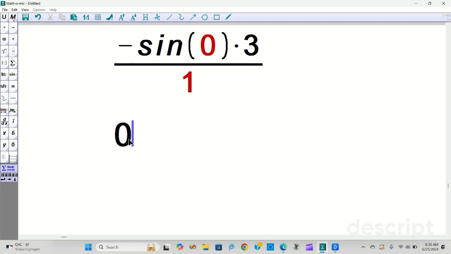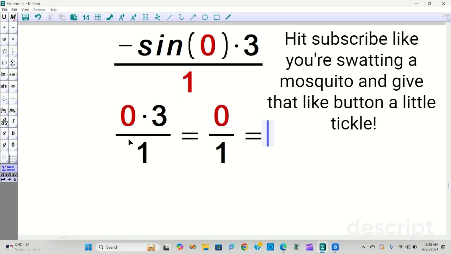Negative sine of 0 is again just 0, times the 3, divided by 1. So you're going to have 0 times 3, which is 0 on the top, over 1, but 0 divided by 1 is 0.